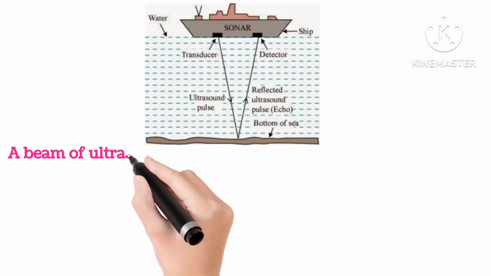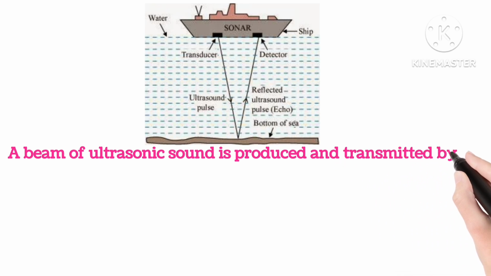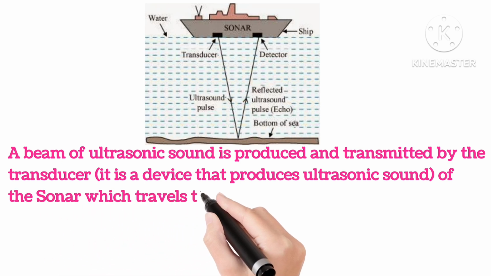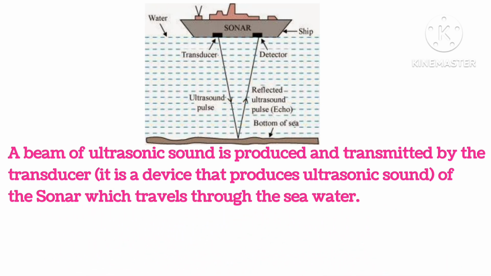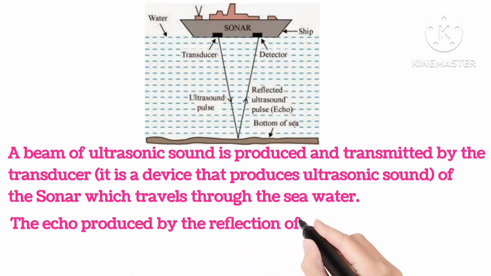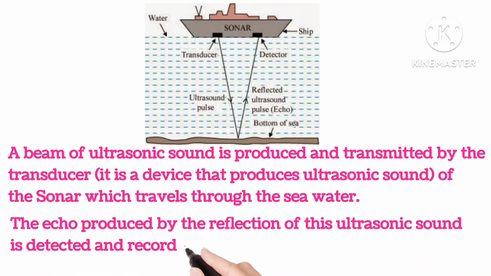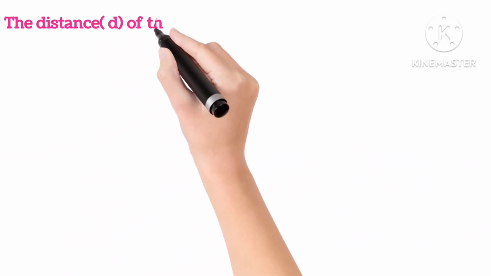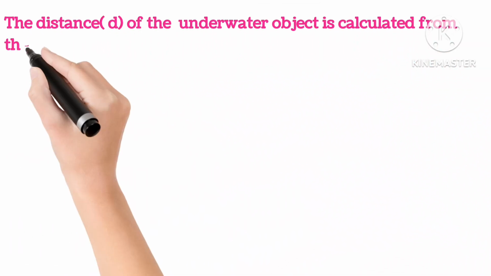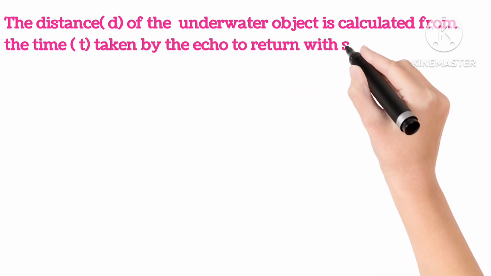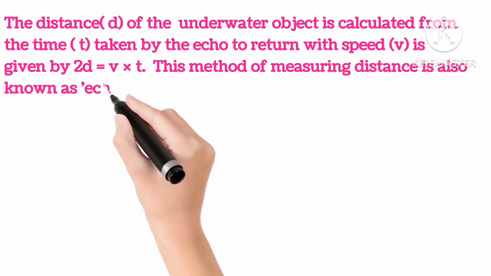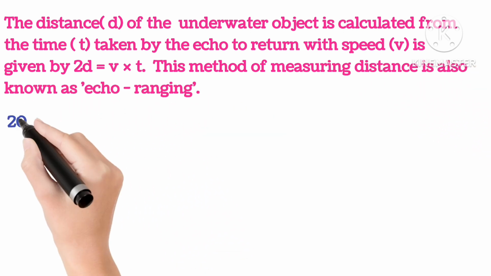As you can see here, a beam of ultrasonic sound is produced and transmitted by the transducer, which is a device to produce ultrasonic sound, of sonar which travels through the sea water. Now the echo produced by the reflection of this ultrasonic sound is detected and recorded by the detector, which is converted into electrical signals. The distance d of the underwater object is calculated from the time taken by the echo to return with speed v, given by 2d is equal to v into t. This method of measuring distance is also known as echo ranging.